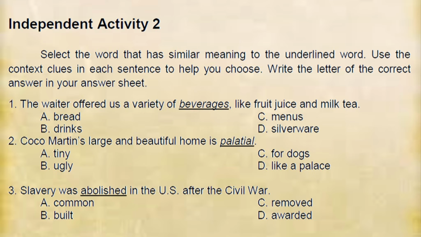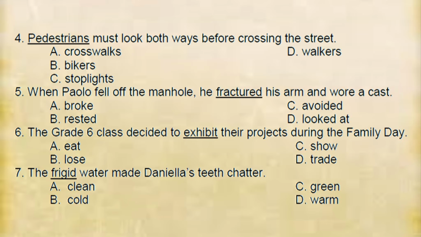3. Slavery was abolished in the U.S. after the Civil War. A. Common. B. Built. C. Removed. D. Awarded. 4. Pedestrians must look both ways before crossing the street.